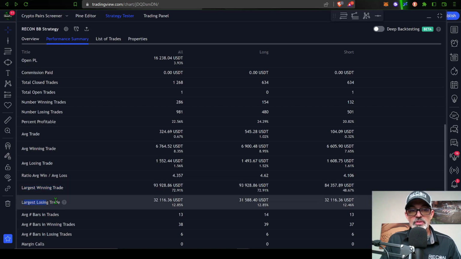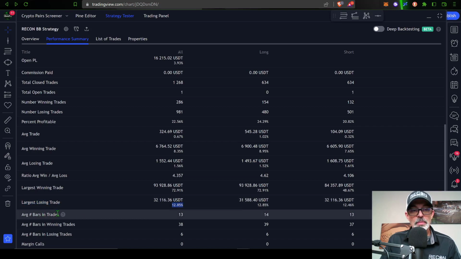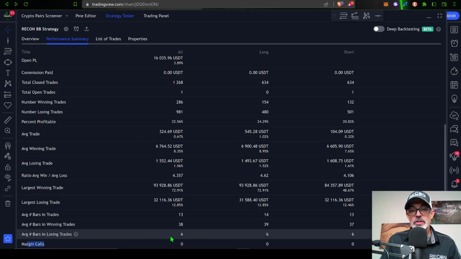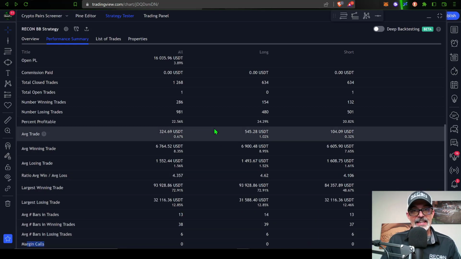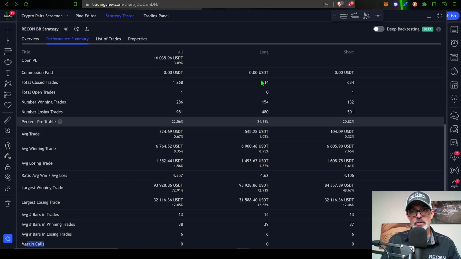And the last couple numbers we'll look at is the largest winning trade was 72%, and the largest losing trade was 12.85%, so just under 13%. The average bars in trade is only 13, and so the strategy is not spending a long time in trades as far as number of bars go. And then the last thing is margin calls is 0, because again, I was not using leverage when I did the back test for this strategy.